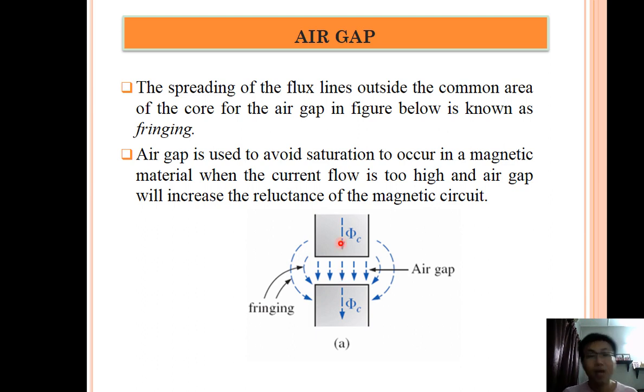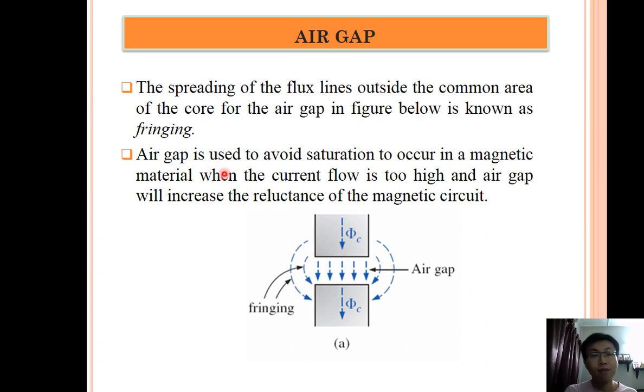Again, the spreading of the flux lines outside the common area of the core or the air gap in the figure below is known as fringing. This type is normal because all the flux from this leg crossing the air to the other leg is straight. Crossing straight is normal. But when it crosses outside of a straight line, we call it fringing. It fringes. Fringing means the spreading of the flux lines outside the common area. This is the common area. It is outside. We call it fringing.